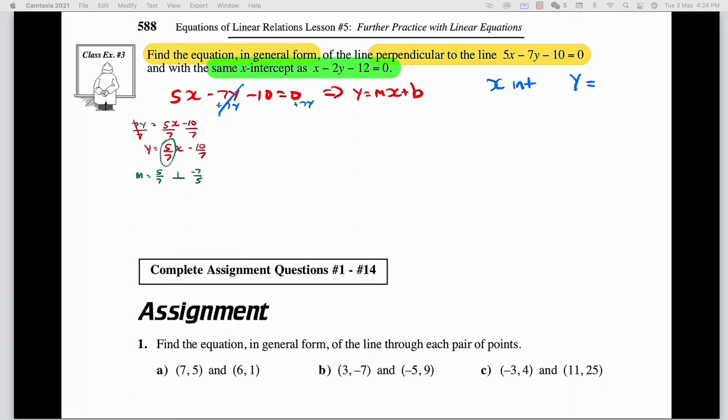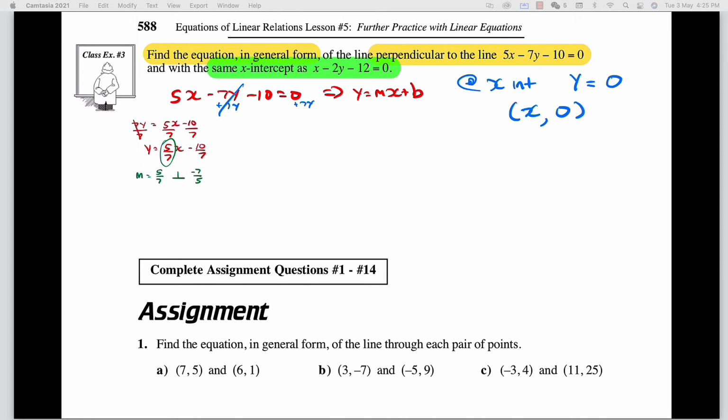Well, at the x-intercept, what do we know? Y equals 0. So at the x-intercept, we know y equals 0. So I'm going to have 2 coordinates on this point, and the y is going to be 0, and we need to figure out the x value.